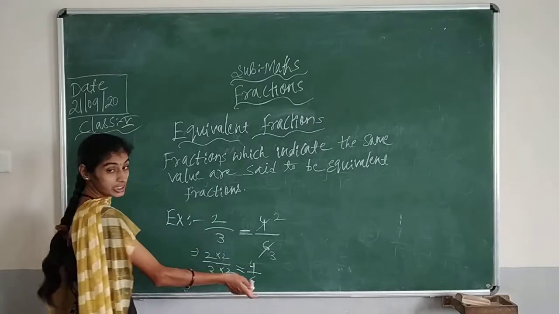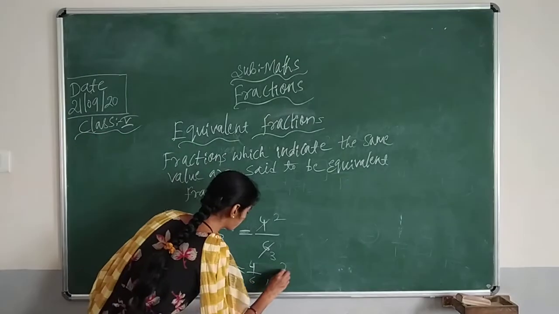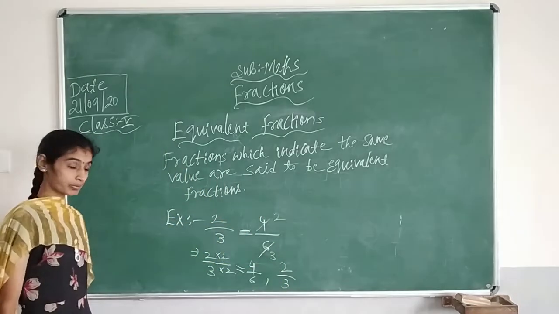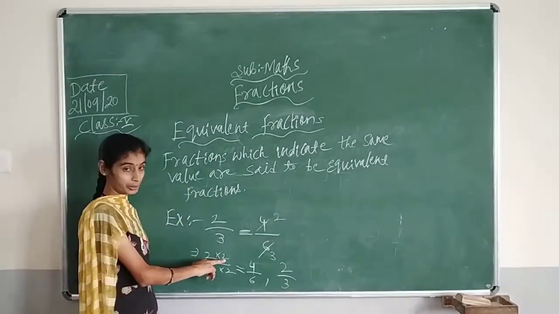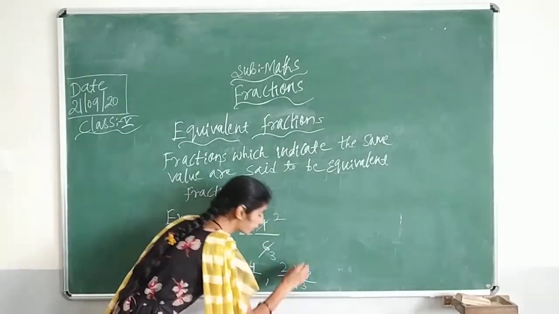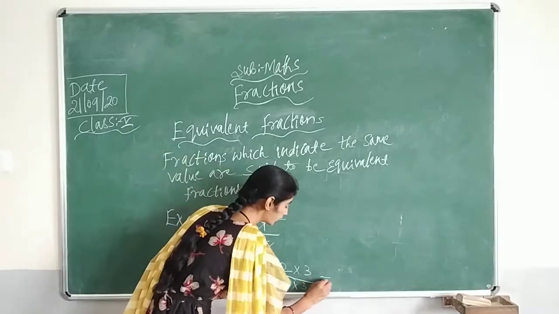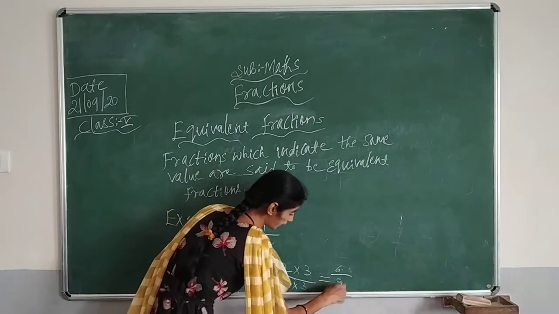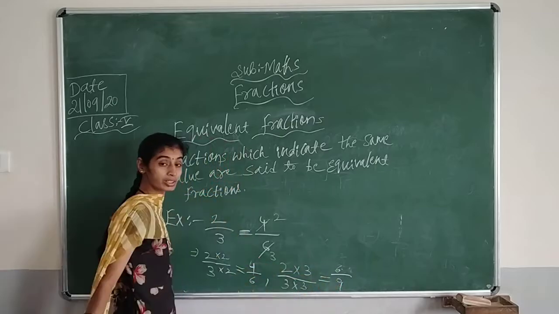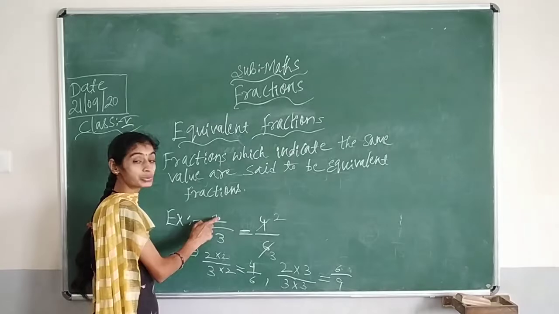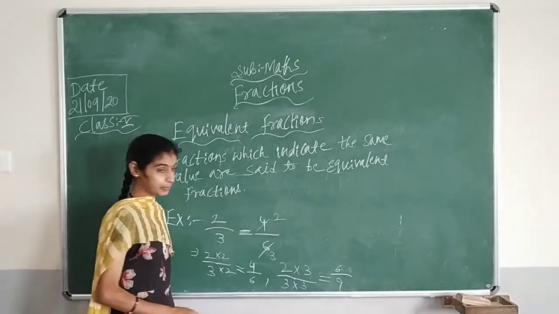Again, to get the next equivalent fraction, suppose it is 2 by 3. So the next equivalent fraction, how do you get it? Here you have multiplied by 2. So next time you can multiply by 3. So you can multiply by 3 and you all know 2 3s are 6 and 3 3s are 9. So when you simplify 6 by 9, again you are going to get the value 2 by 3. Shall we simplify?